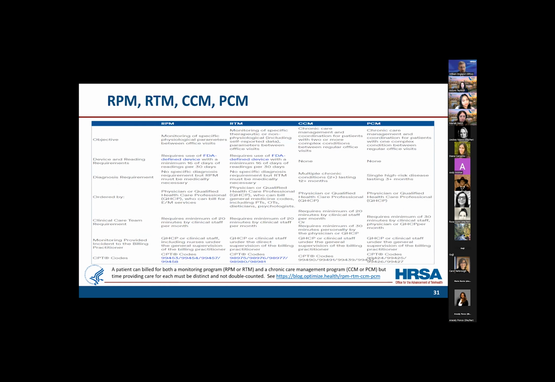So in addition to RPM and RTM, there's also chronic care management, CCM and PCM, also chronic care management. PCM is one complex condition. CCM is if there are multiple complex conditions, and they all have their own billing codes and their own rules, but these are all largely talked about as RPM, but in fact, they are distinctions that CMS has made that you have to understand to know how these things become billable.